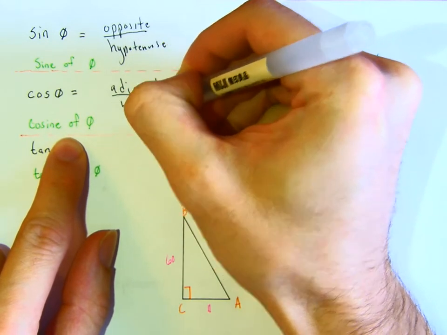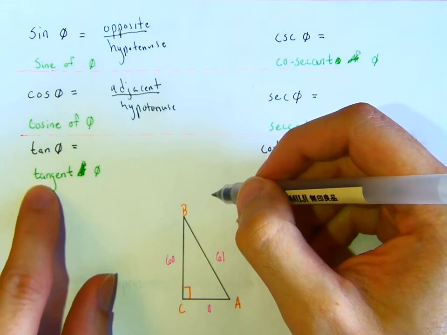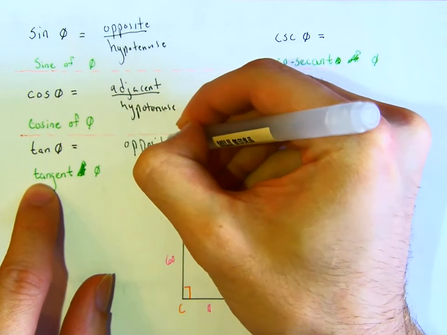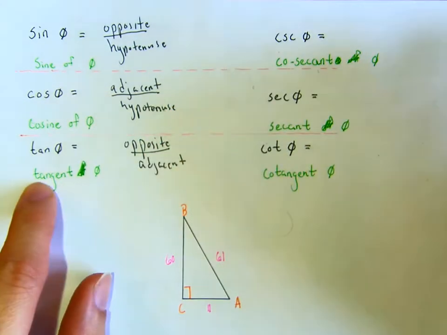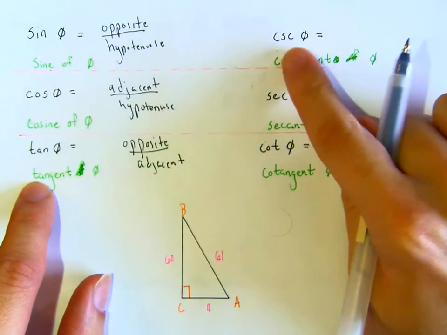Next one, you don't say tan theta, you say tangent theta. So this is opposite over adjacent. Okay. And wow, my handwriting is awful. But okay, now let's go with the next one.